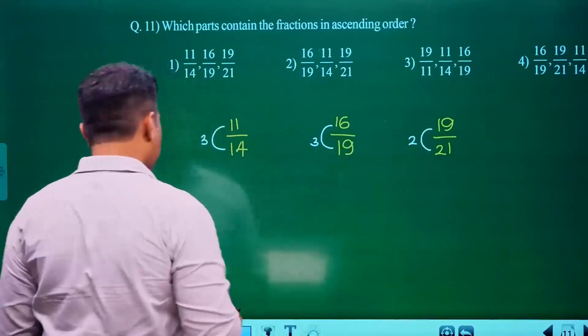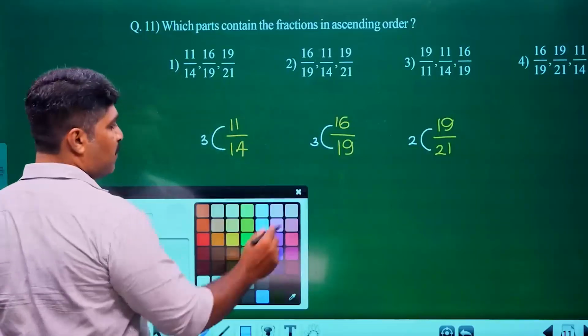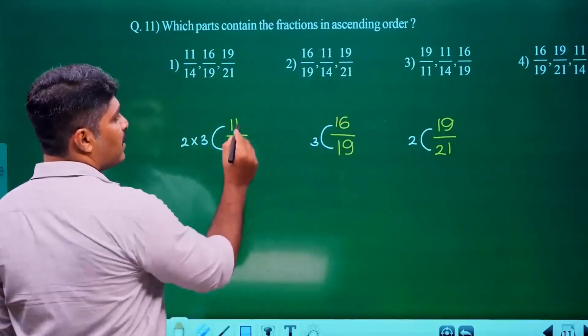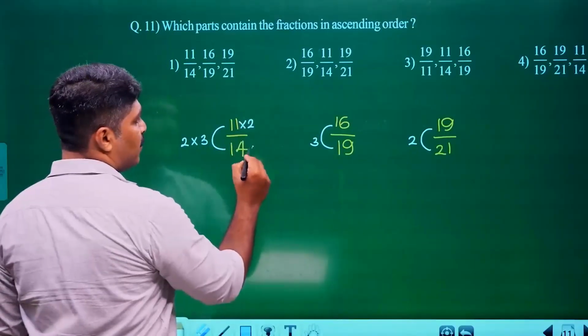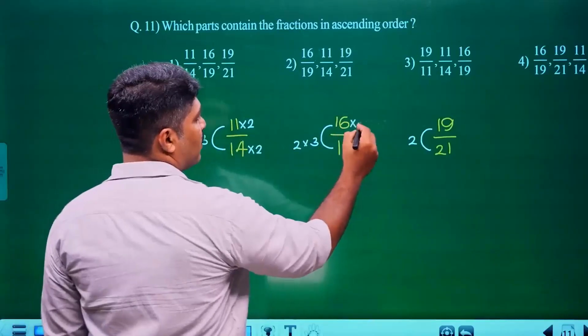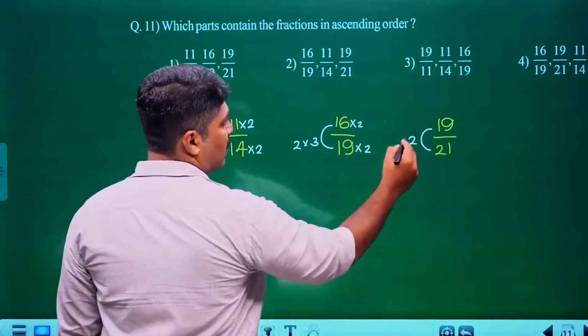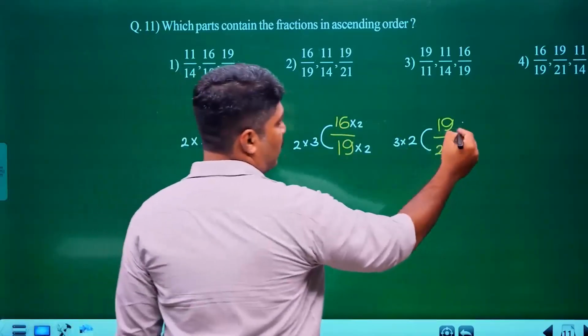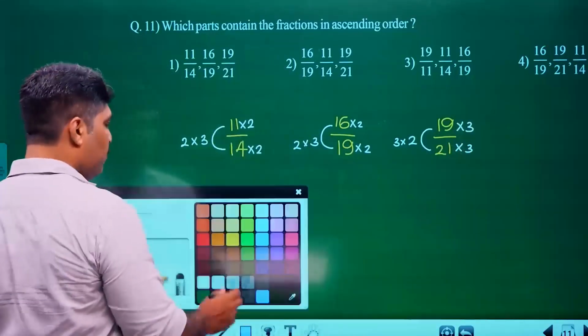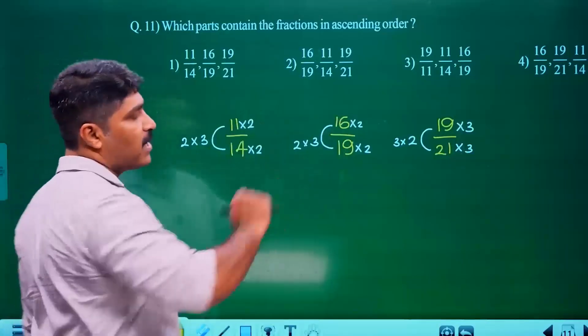How to equate these differences? For equating these differences, we just multiply this by 2. This by 2 in the sense, this numerator by 2, denominator by 2. This by 2 in the sense, numerator by 2, denominator by 2. This by 3 in the sense, numerator by 3, denominator by 3. Here we will get 3 new fractions corresponding to these given fractions.